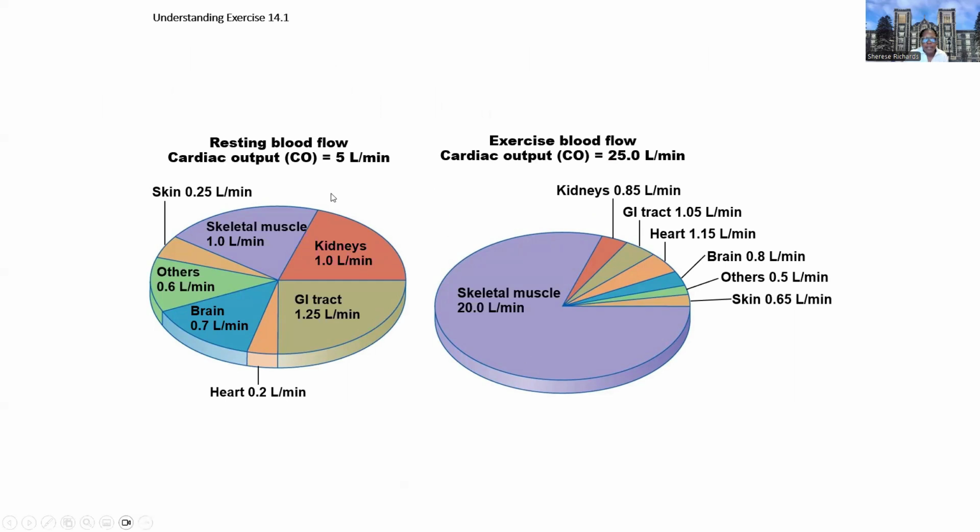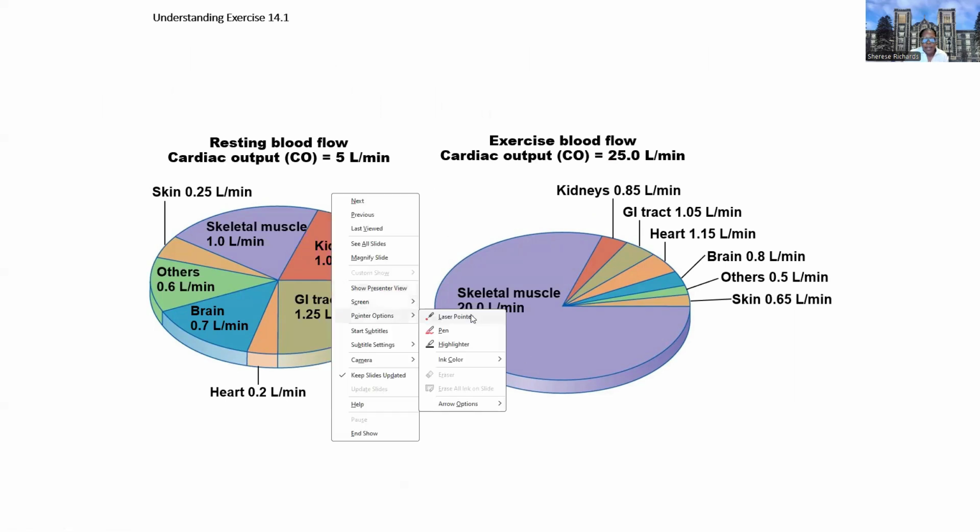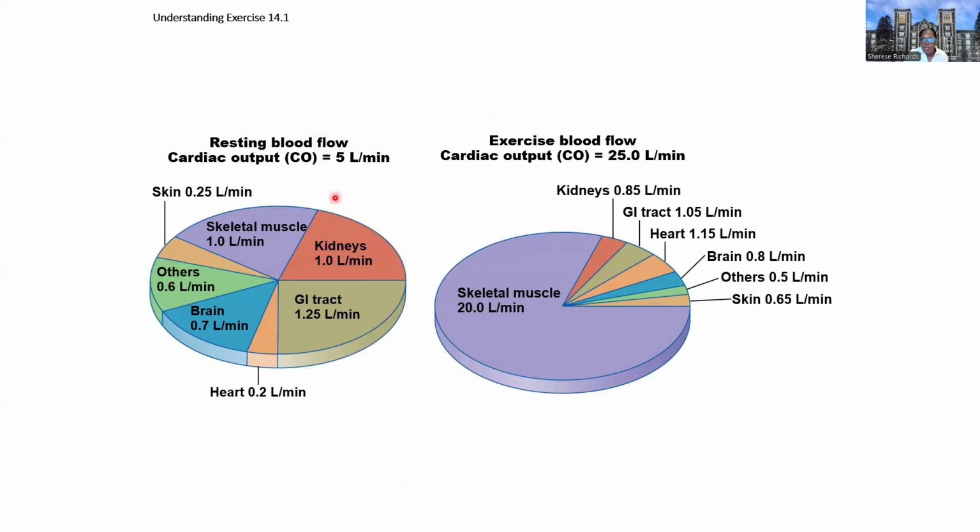So at rest, we have about 5 liters per minute being our total cardiac output. And the skeletal muscle gets about 1 liter. The kidneys get about 1 liter per minute. GI tract gets a bit more because the GI tract is more engaged when you're in the rest and digest. Remember, the parasympathetic system, the rest and digest, is slightly more predominant at rest. So GI gets a bit more than it would normally.